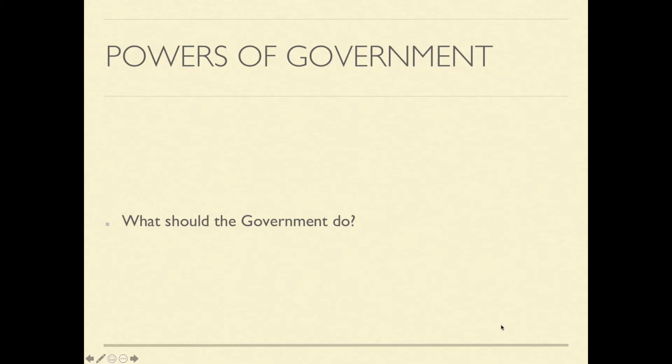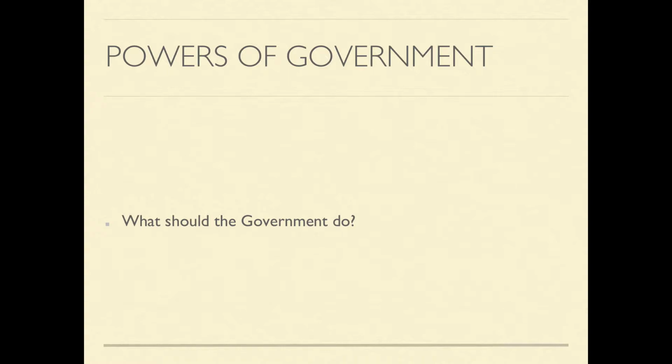Okay, on to the third and final lecture for the day. And we're going to briefly talk about the powers of government. This section is really sort of a grab bag. There's a few terms and ideas that I need to make sure we all understand before we can really get into the meat of the course. So I put them at the end of this introductory lecture so we could talk about it.